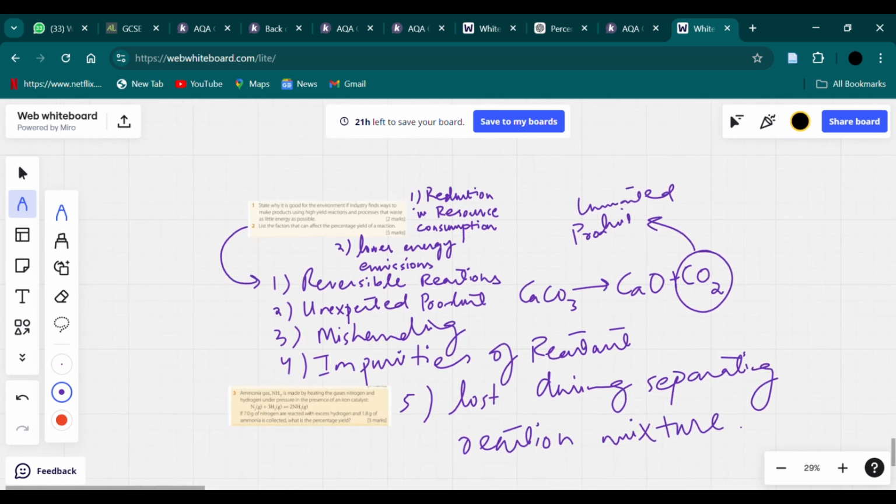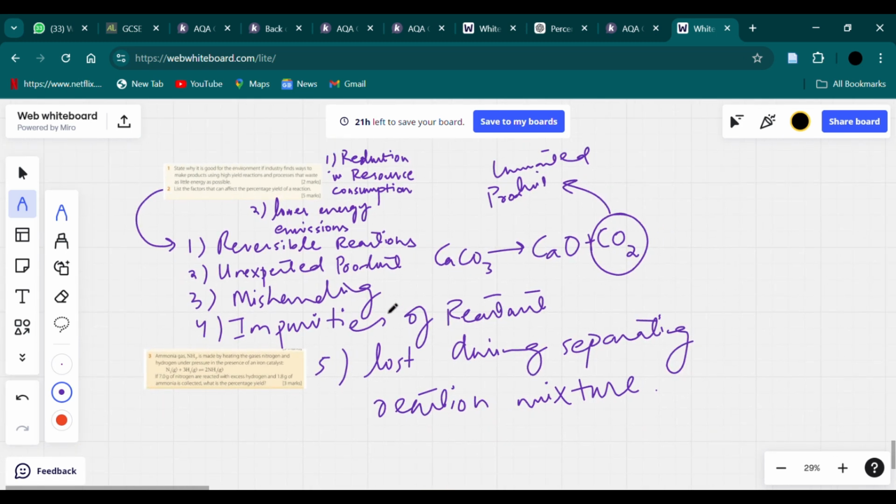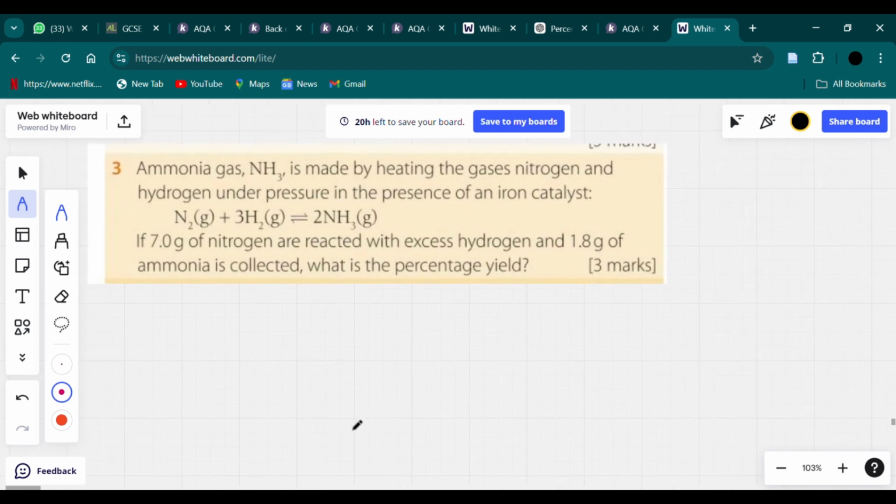So these are some of the reasons that can affect the percentage yield of a chemical reaction. Okay, now we will move towards question number 3, in which ammonia gas is made by heating the gases nitrogen and hydrogen under pressure in the presence of an iron catalyst.